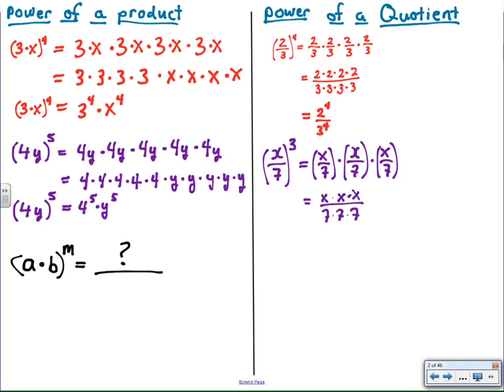Here there are 3 sets of x over 7, which I can write out as 3 sets of x over 7. I can multiply the numerators and the denominators separately and use shorthand to shorten this out. So, power of a quotient. What's the shortcut? Rather, what is the rule? If I take any fraction to a power, how can I simplify or express that in an equivalent form?